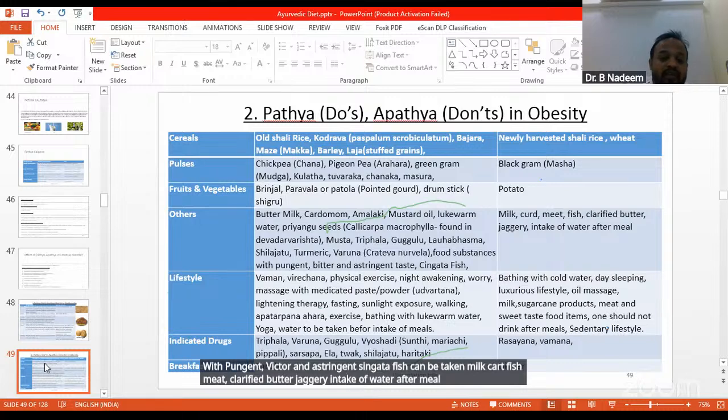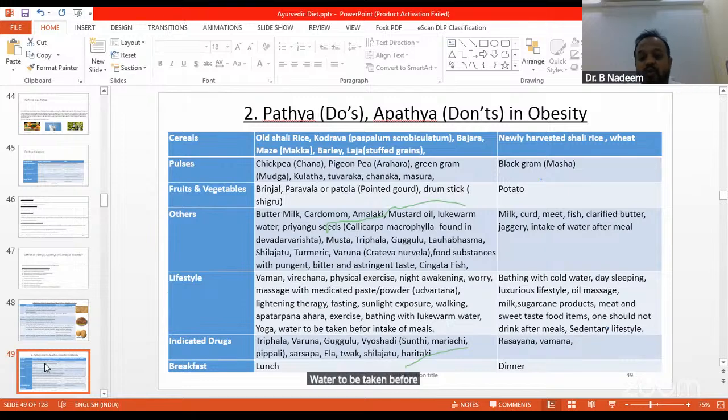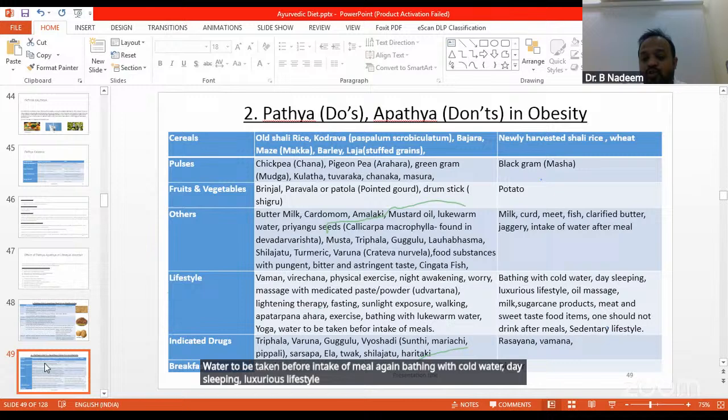In lifestyle, vamana, physical exercise, night awakening, worry, massage with medicated powder, lightning therapy, fasting, sunlight exposure, walking, apatarpana ahara, exercise, bathing with lukewarm water, yoga, and water to be taken before intake of meal. Again, bathing with cold water, day sleeping, luxurious lifestyle, oil massaging, milk, sugarcane product, meat and sweet taste food items should be avoided. One should not drink after meal, and avoid a sedentary lifestyle.